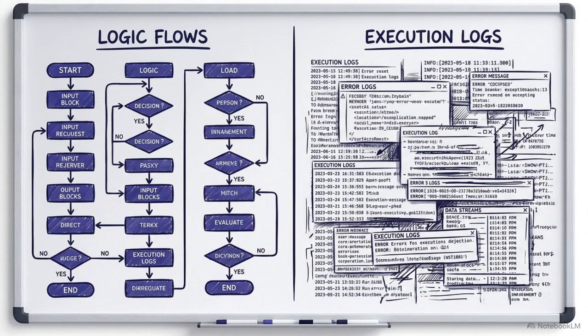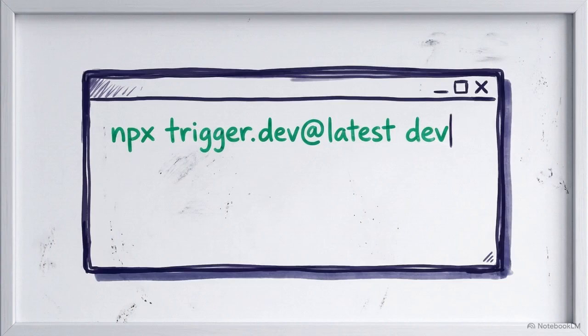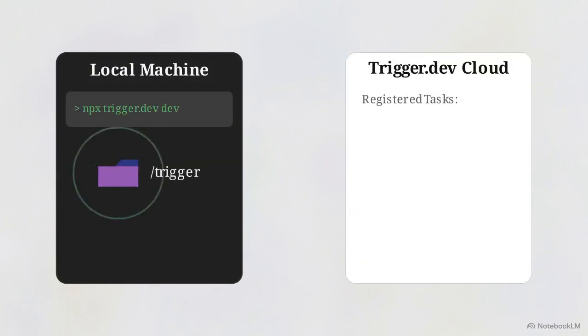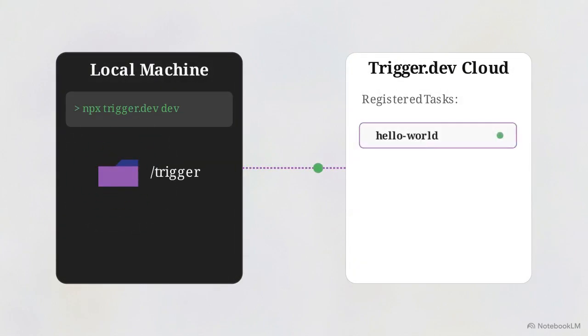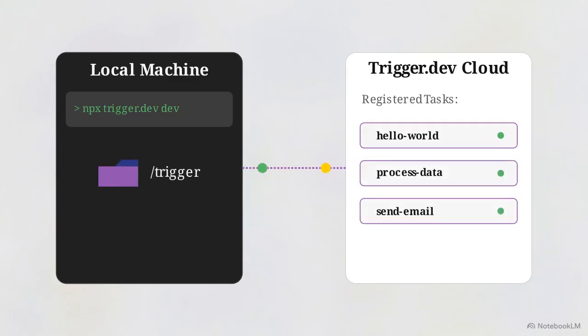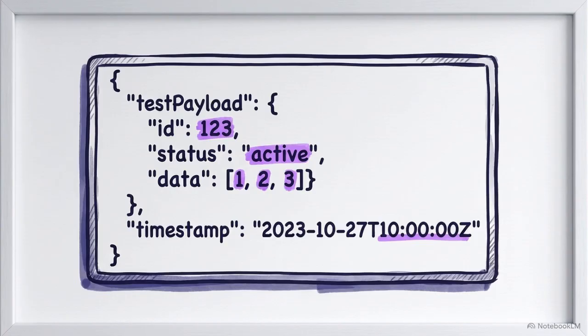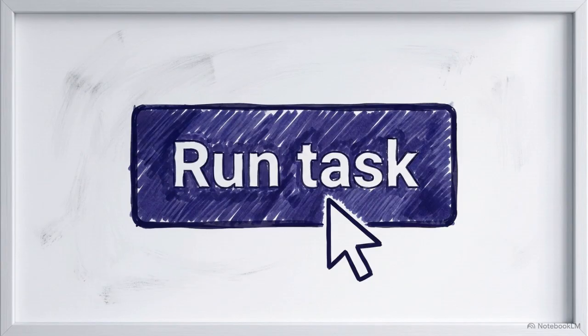To see this in action, go back to your terminal and run npx trigger.dev@latest dev. This command starts a local server that watches your /trigger directory and synchronizes your local task definitions with the cloud dashboard. Now open the Trigger.dev web dashboard and navigate to the test page to find the task we just reviewed. You can provide a test JSON payload directly in the UI. When you're ready, click Run Task to initiate the execution.